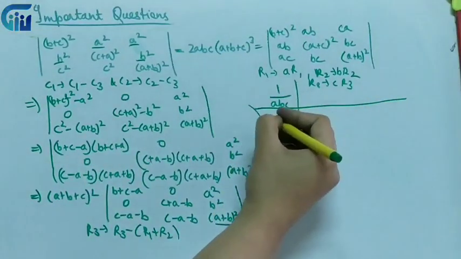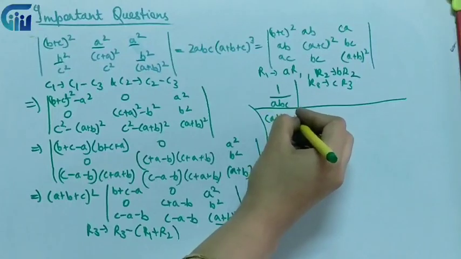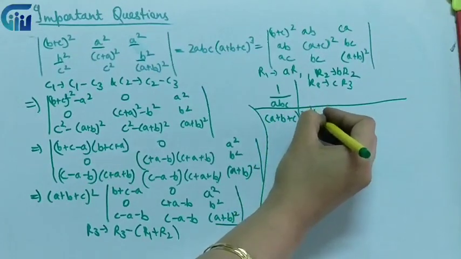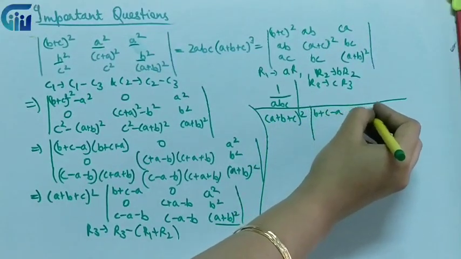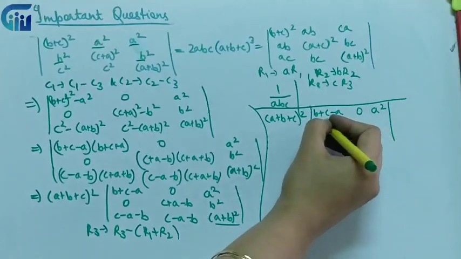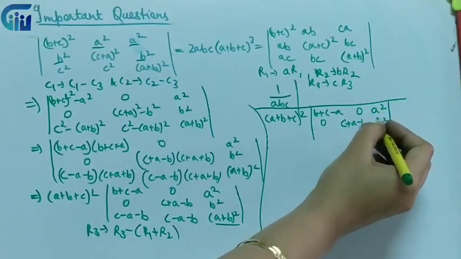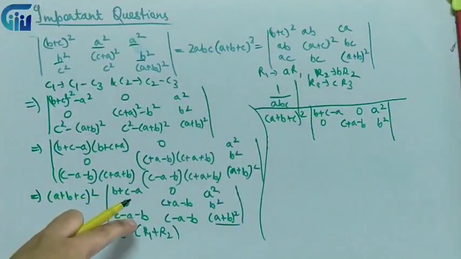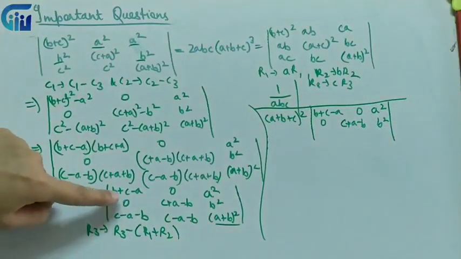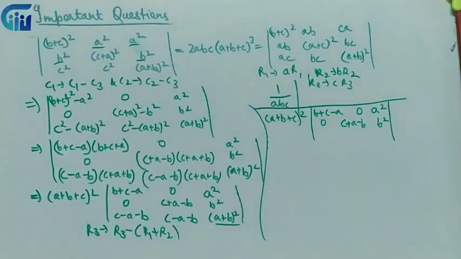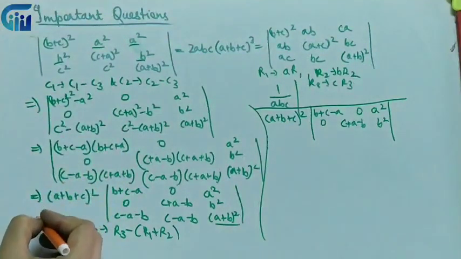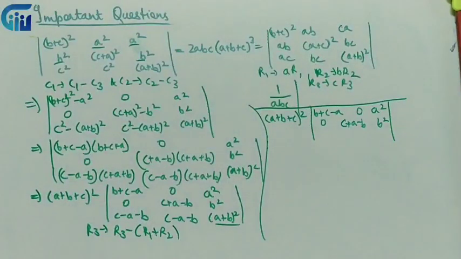So what we will have: A plus B plus C whole square, and this will be B plus C minus A as it is, 0, A square as it is. This is 0, this is C plus A minus B as it is, this is B square. Now, this is C minus A minus B. If I add up these two rows, I'll get B plus C minus A. So let's see what we will be getting.